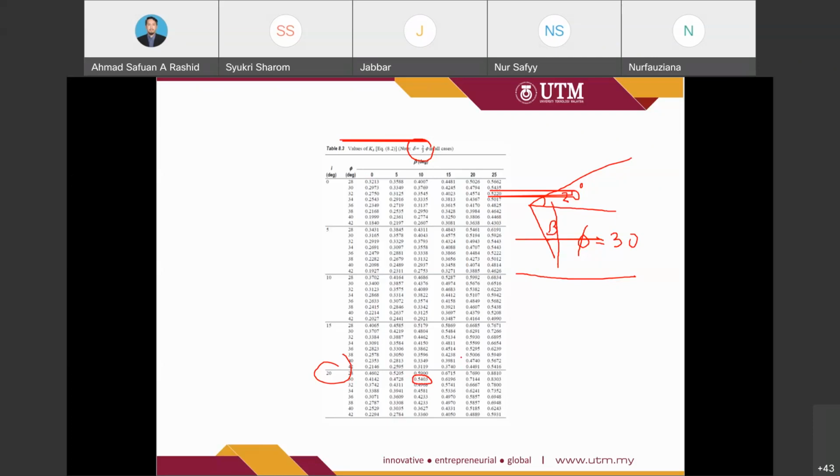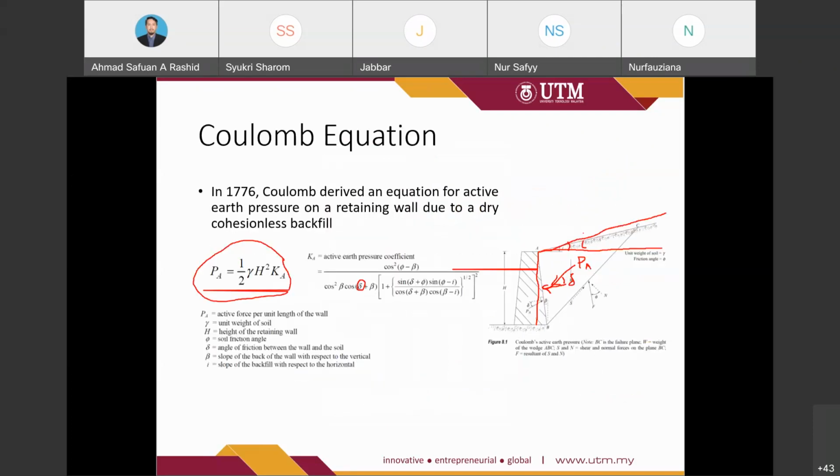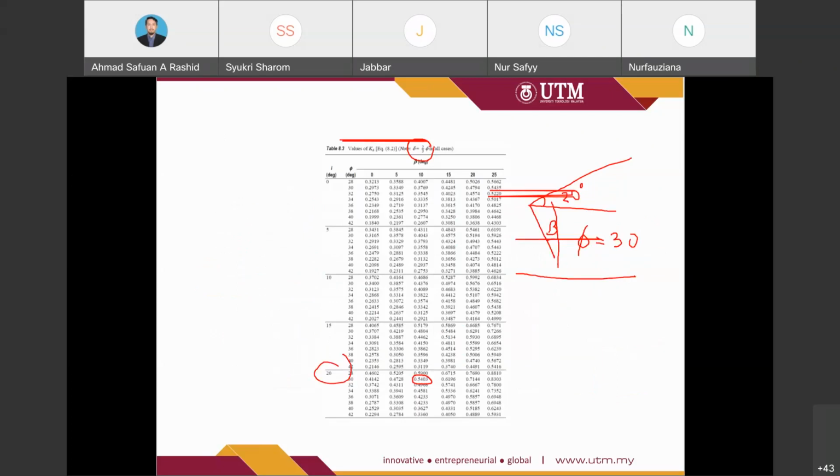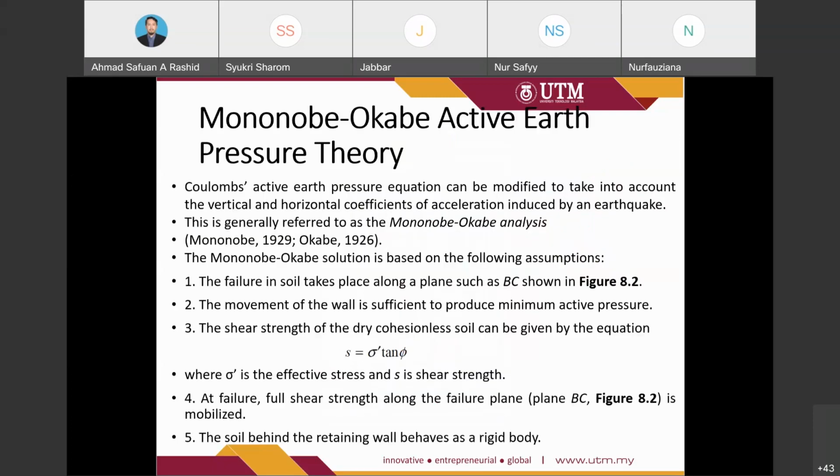If you want to verify the result, you can use this equation. However, this table should be used when delta is equal to 2/3 of phi. So that is for the static equation for the lateral stress.